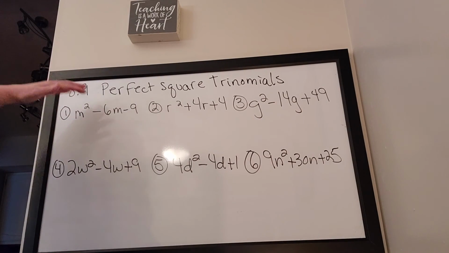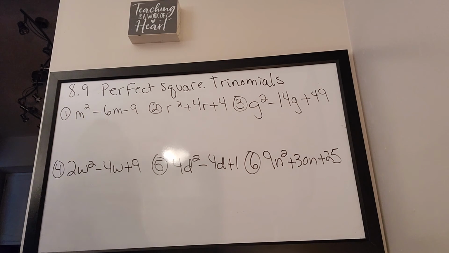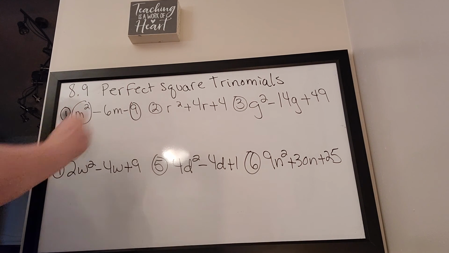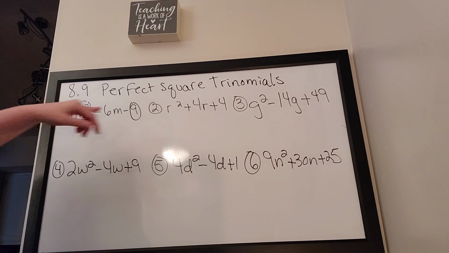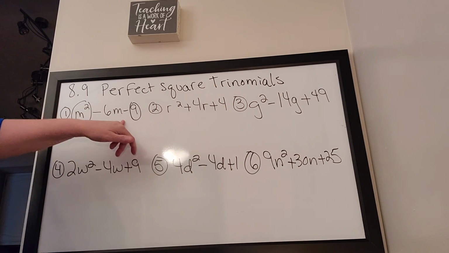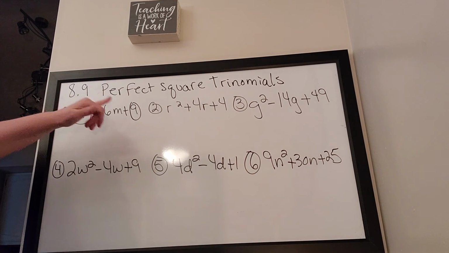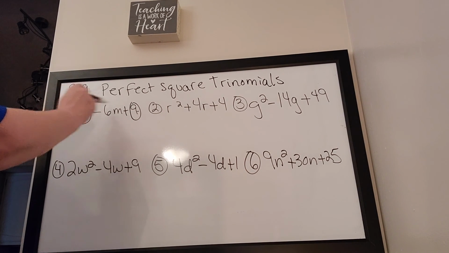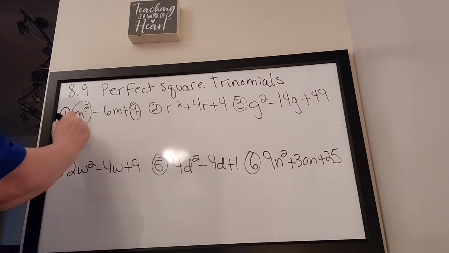Okay, we are factoring perfect square trinomials. It's from section 8.9. For perfect square trinomials, it has to be a perfect square on the A and the C, which these are. It should always be a plus on the second spot. I think that was supposed to be a plus, so let's go make that a plus. The middle term has to be the square root of this times the square root of this times 2. So m times 3 times 2 is 6m. So this is a perfect square trinomial.